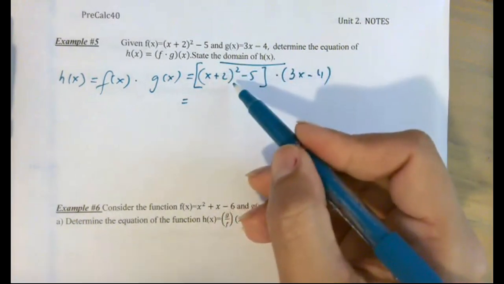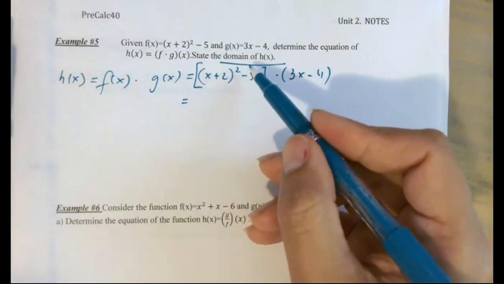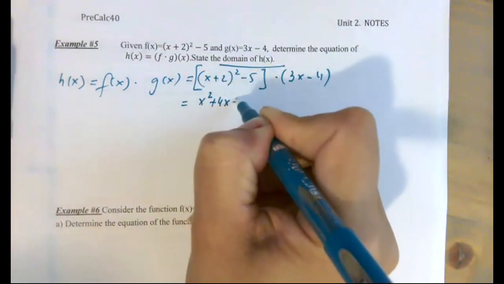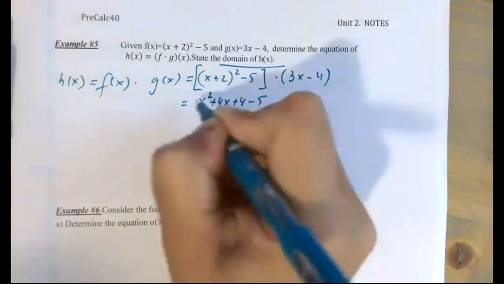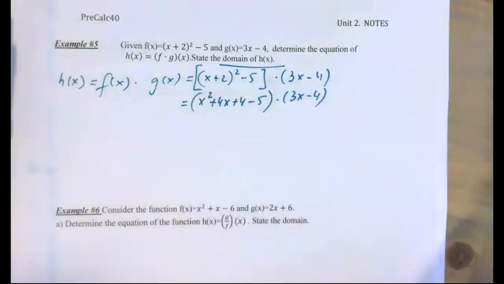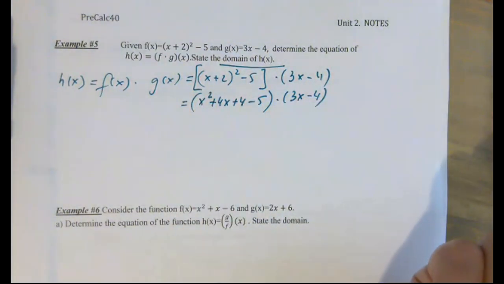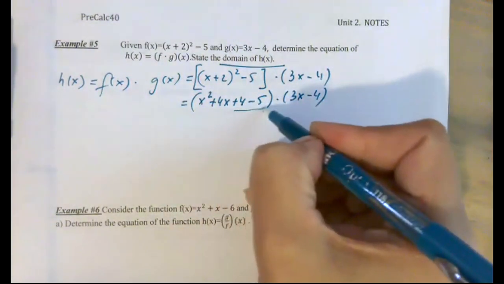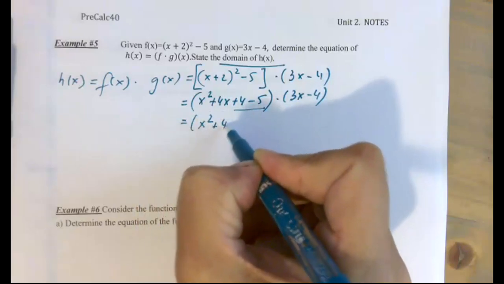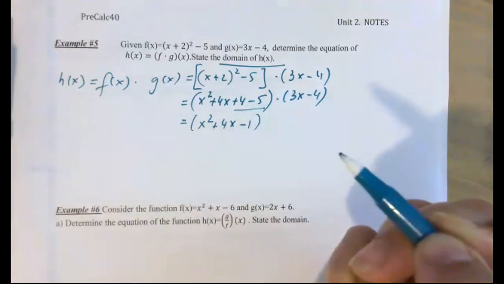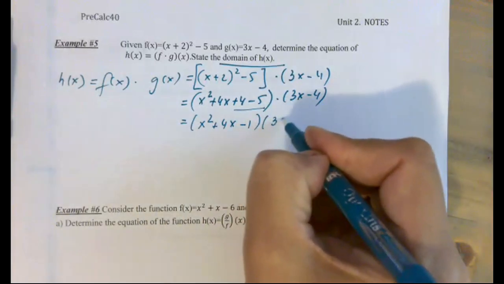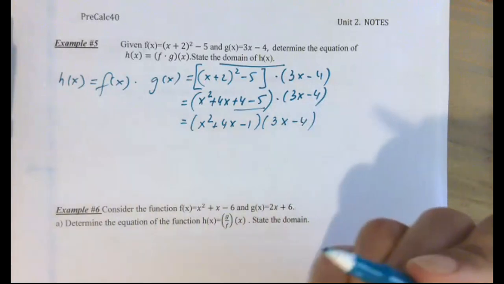So we can open up that bracket, the x plus 2, everything squared. So we will get x squared plus 4x plus 4, and then minus 5. Don't forget that one. I'm just going to copy the other binomial times 3x minus 4. Here I have like terms, so I'll put those together. So I'll get x squared plus 4x minus 1, and then times 3x minus 4.